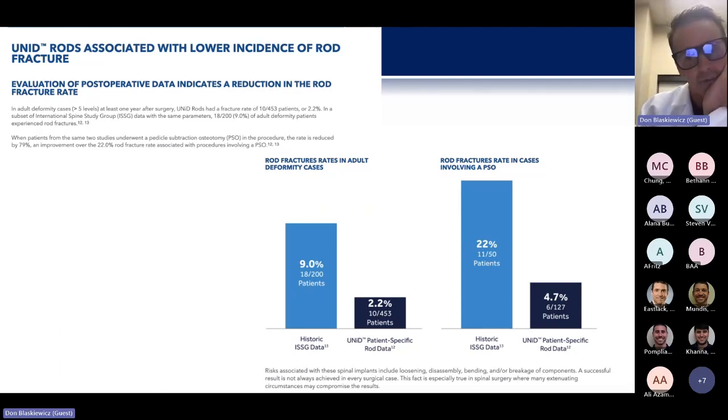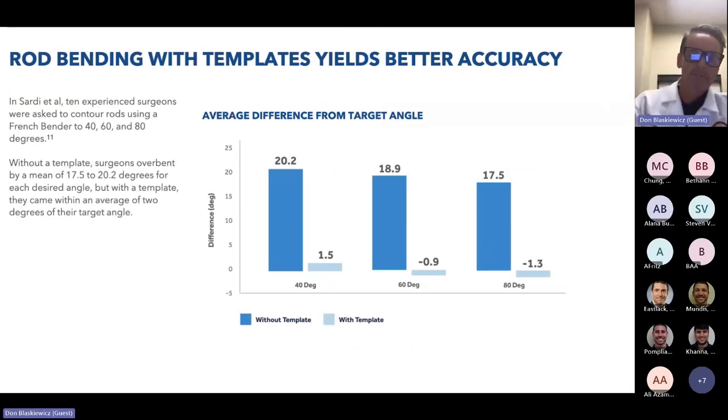And when we looked at these in conjunction with a PSO, there's a 22% incidence of rod fracture versus 4.7% with the unit rod. So that was actually kind of interesting to look at as well.